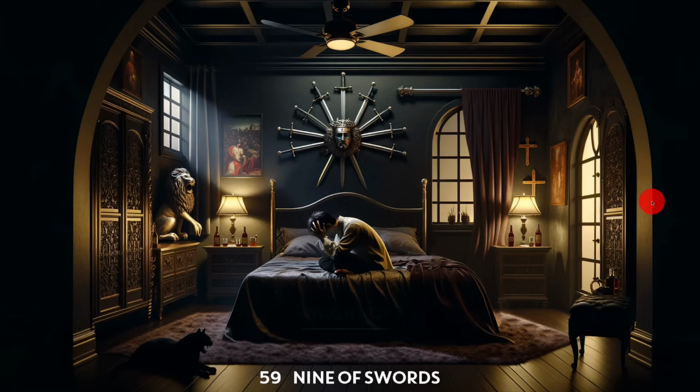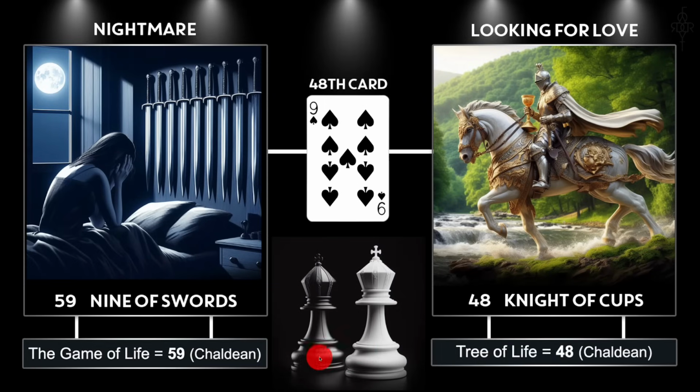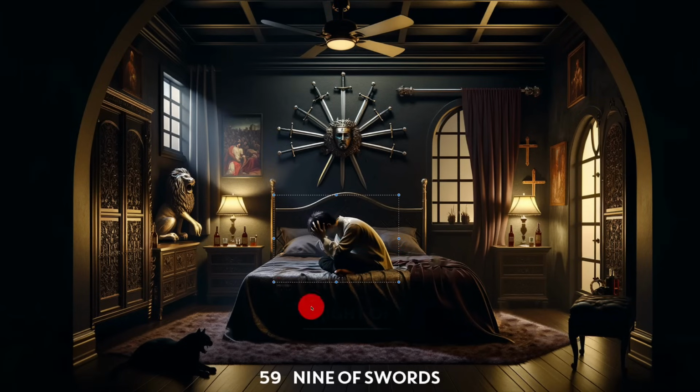The Nine of Swords. Remember that the game of life is 59. And this is what it looks like sometimes, you being this individual, staying up at night. Sleepless nights, not knowing what the outcome's going to be.